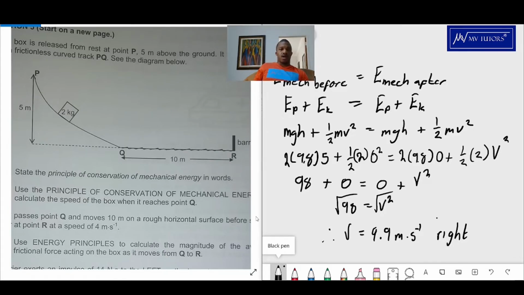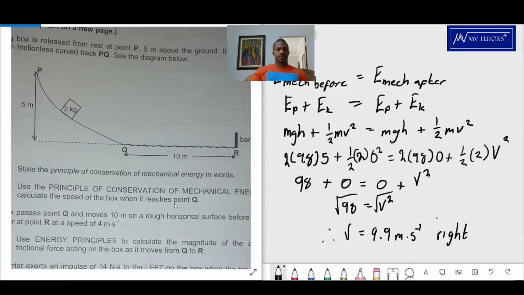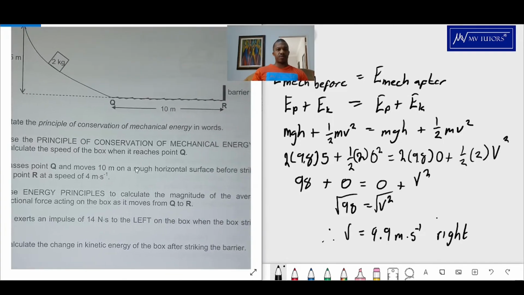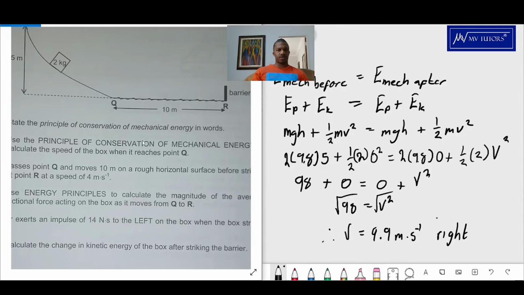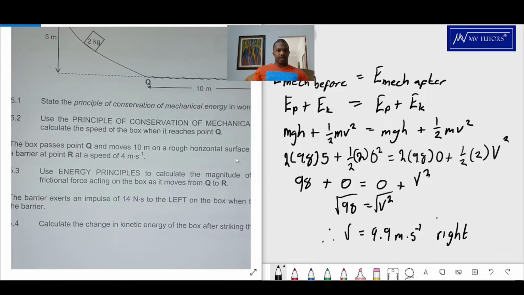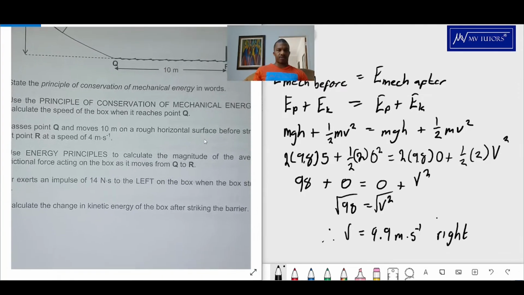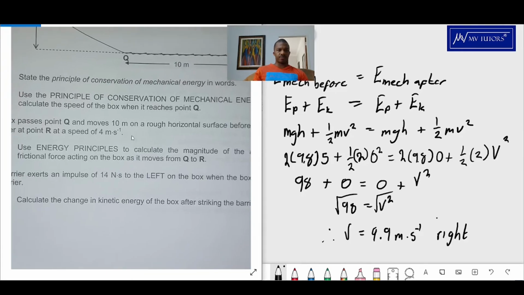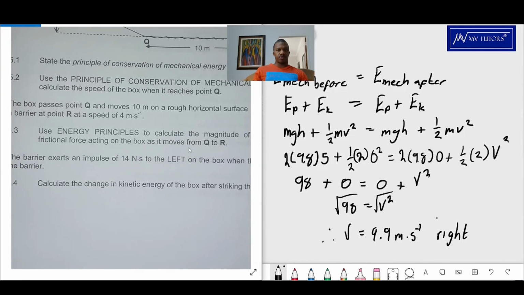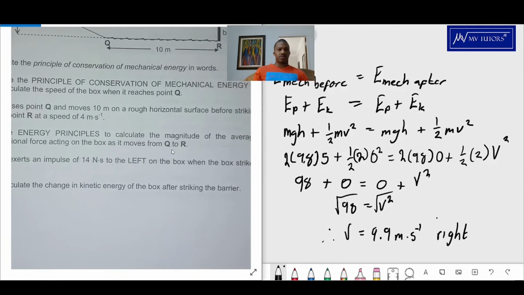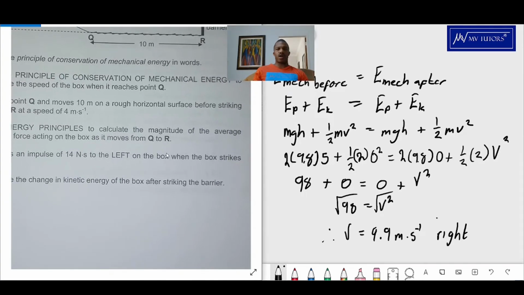All right, now let's go to the next question. The box passes point Q and moves 10 meters on a rough horizontal surface. I see that as it's demonstrated over there. Before striking a barrier at point R at a speed of 4 meters per second. Use energy principles to calculate the magnitude of the average frictional force acting on the box as it moves from Q to R.